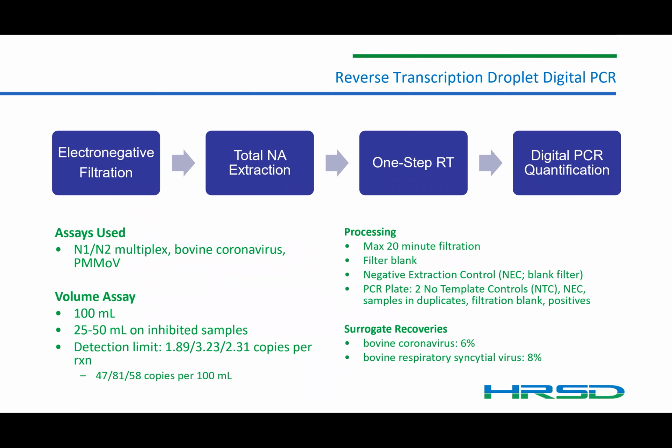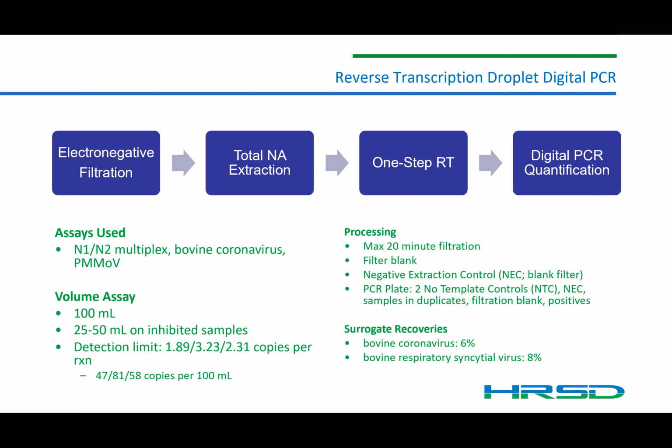When we're filtering, we also always process a filter blank or two, and we do this on a batch basis. So if we're running our weekly wastewater epidemiology samples and samples for a different project, we'll run potentially just one filter blank for all of those.